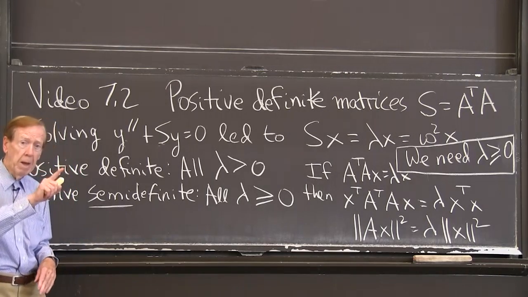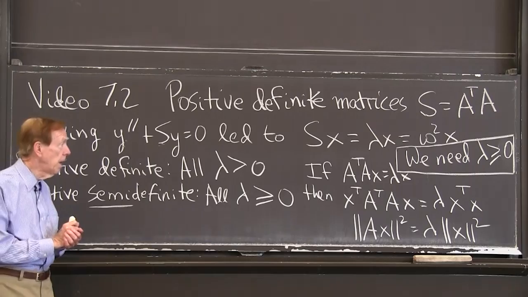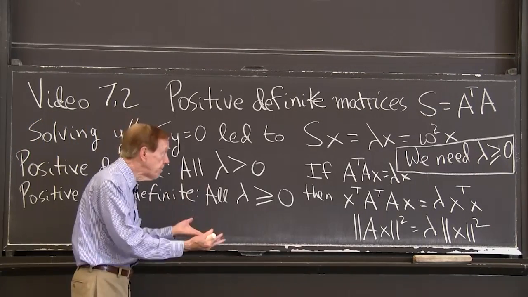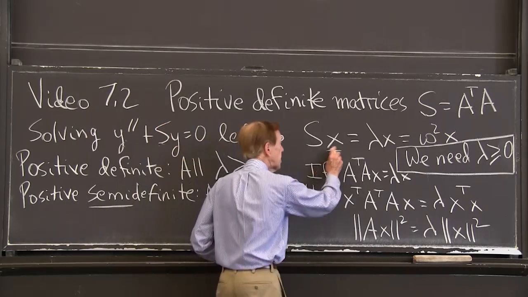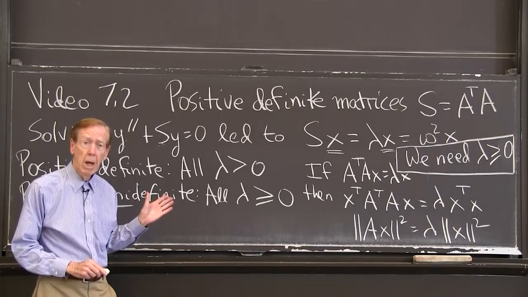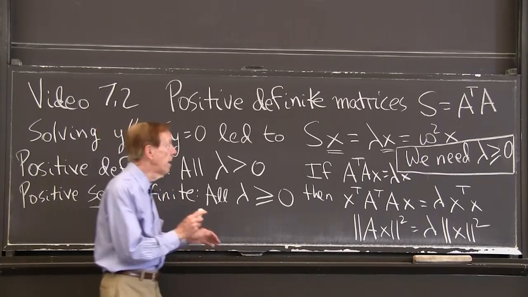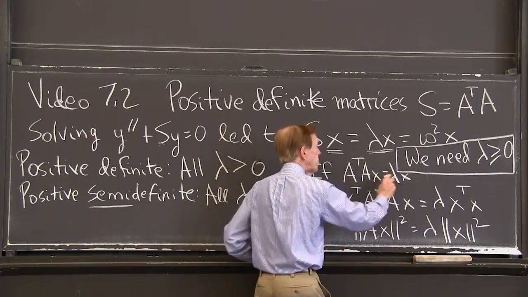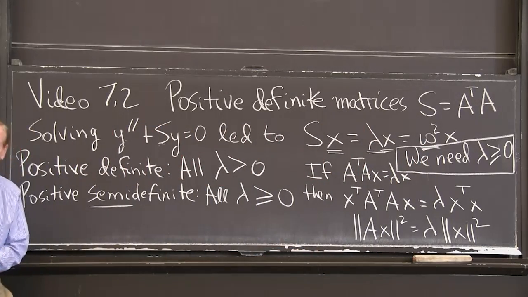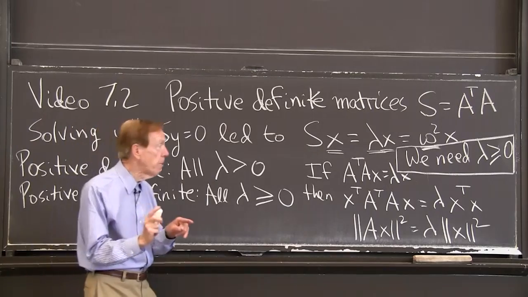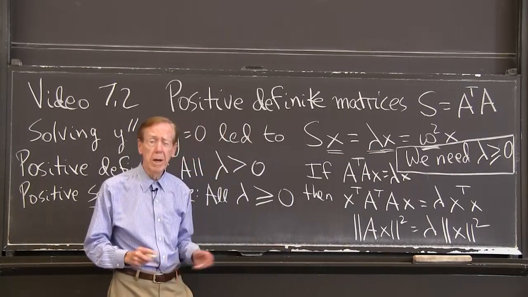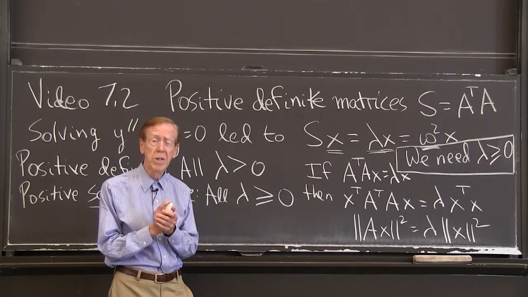We looked for an exponential solution, e to the i omega t times a vector x. We substituted and we discovered x had to be an eigenvector of S, as usual, and lambda, which was omega squared, is the eigenvalue. But I didn't stop to point out that if we want lambda to be omega squared, we need to know lambda is greater or equal to 0.